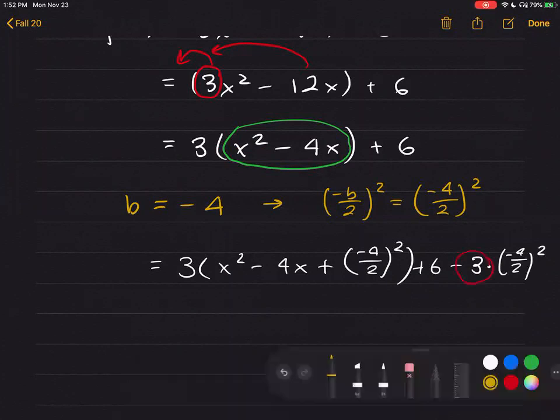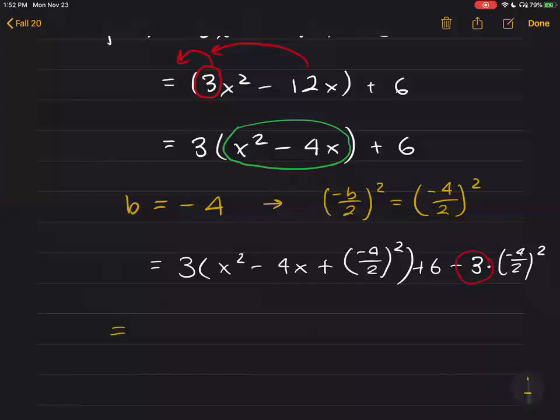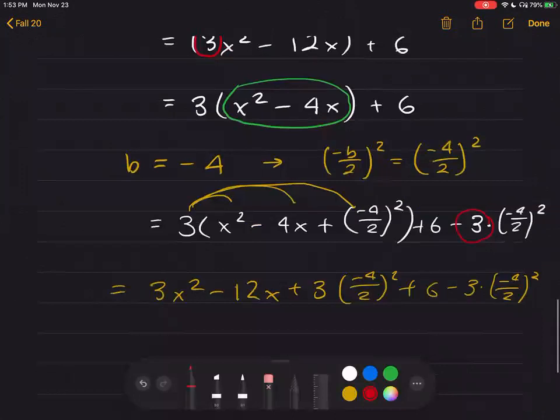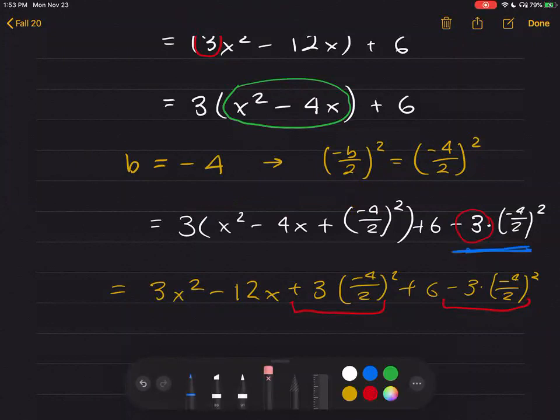So a quick explanation is if we take this 3 here and we multiply it back in, we get 3x squared minus 12x plus 3 times negative 4 over 2 squared plus 6 minus 3 times negative 4 over 2 squared. And the reason we've got the 3 is because we want this term to cancel with this term if we were to expand it back out. And once they cancel, you get back the original equation. So everything is equal. But that is why we have to have that 3 out in front on this line right here.